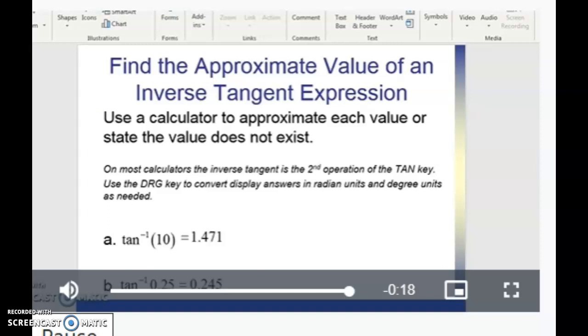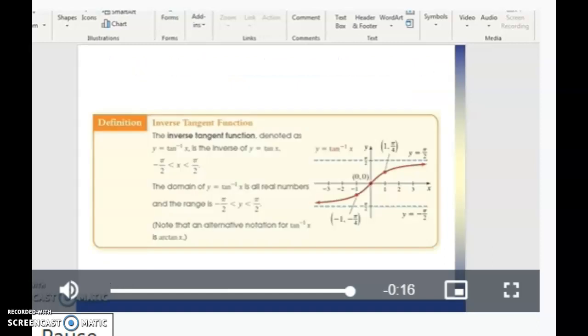And this particular lesson concludes with a graph also of the inverse tangent function. Again, the graphs are optional. You're not required to learn the graphs.